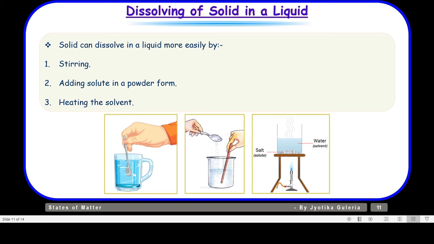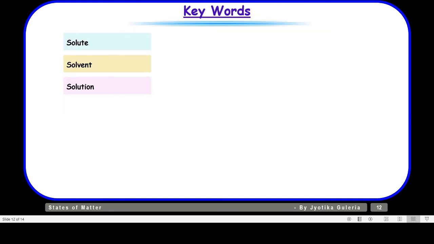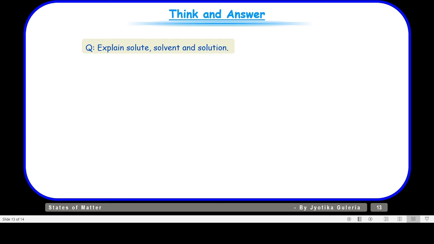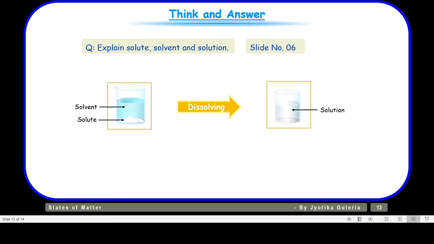So children, now let us take up the keywords of today's topic. First is the solute, and now we know that it is the solid that dissolves in a liquid. And what is solvent? It is the liquid in which the solute dissolves. And what is solution? The liquid obtained after the solute completely dissolves in the solvent. So with this, let us move on to the think and answer section. Our question is: explain solute, solvent and solution. I hope now you are able to define these three terms. And for more information, you can go back to video slide number 6.